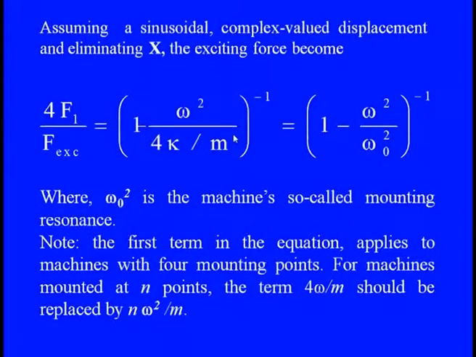Here we know that the entire system is supported at the 4 supporters. So, k by m is my natural frequency of the system. So, I can say that this is equal to 1 minus omega square by omega 0 square to the power minus 1, where omega 0 square is the mounting resonance.